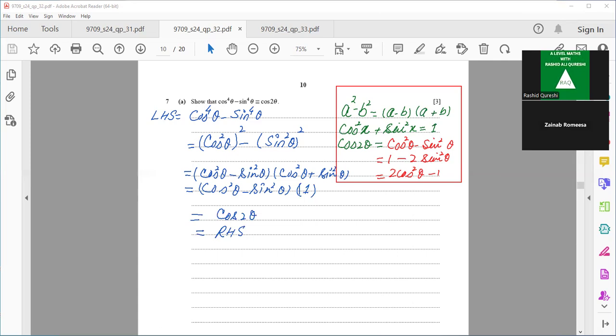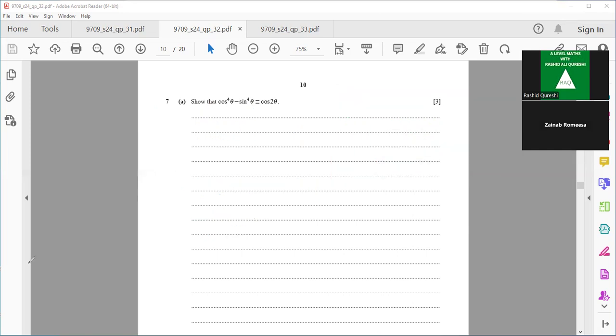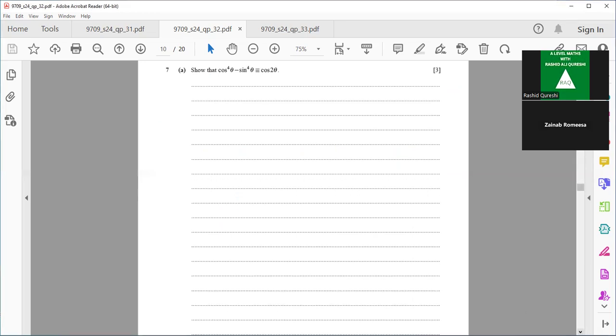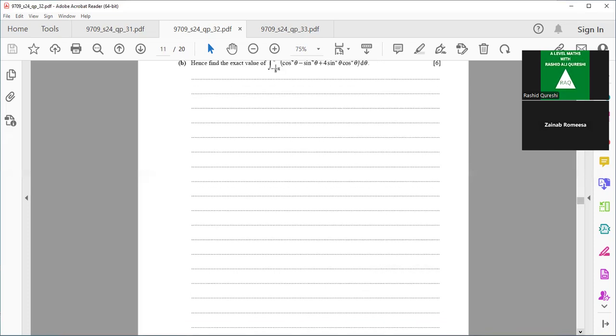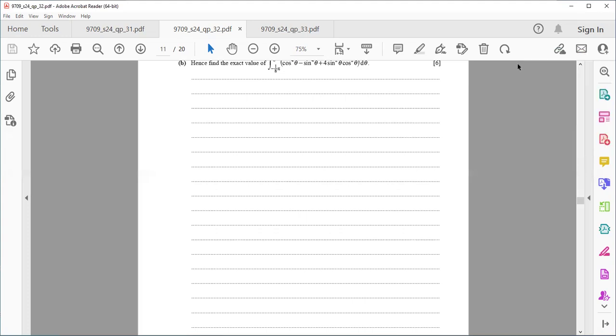Then we have the next one, the second part of this question. I have to erase this, so I use this option so my drawing will be clear. What's the second part of this question? That second part belongs to integration, and we haven't done integration, so there is no need to solve this part.